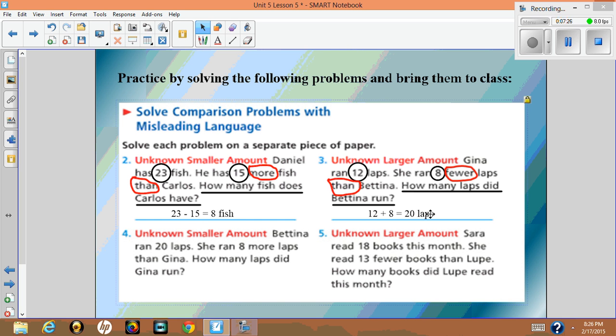Can you see, ladies and gentlemen, how easy it is when we change the language a little bit to make sure that we are answering the question and making sure that the language is easy for us to identify whether we're going to add or subtract.